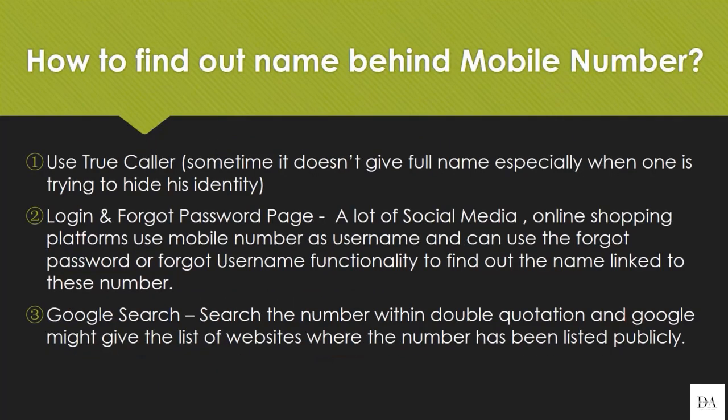Now let's talk about how to find out the name behind a mobile phone number. There are also three methods to determine the name behind a mobile phone number. The first one is using Truecaller. You just need to open that application in your mobile phone or maybe in the browser. Just type the number and you will get the details of the person. If we are not able to find the name of the person behind the mobile phone number via Truecaller, then we'll switch to the second method, that is login and forgot password page.